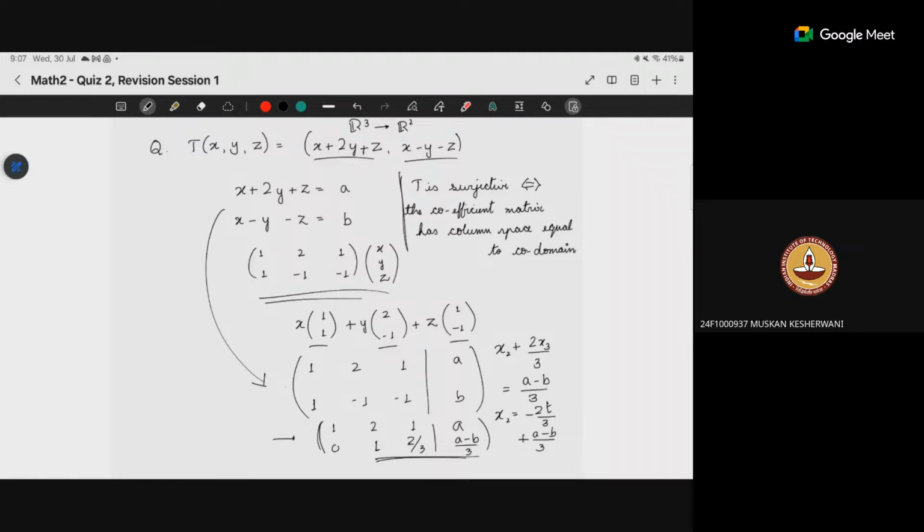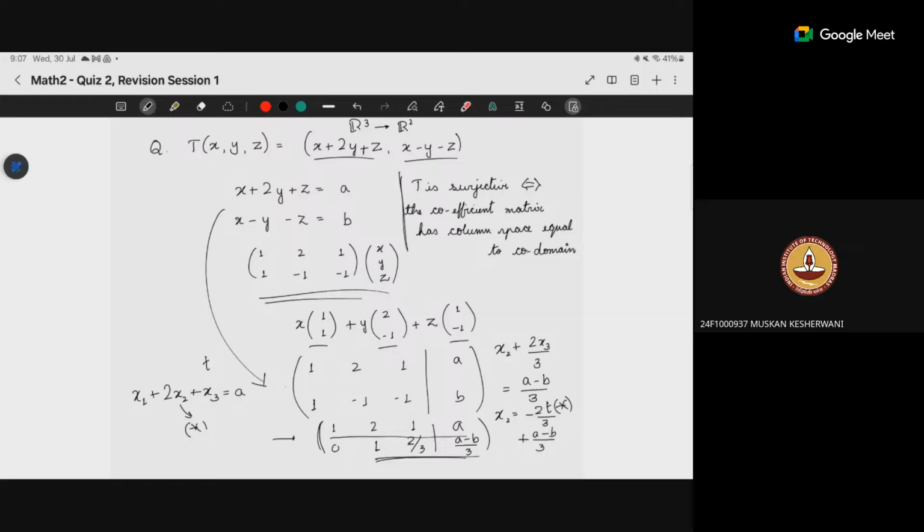No, you'll start out with x1 plus 2x2 plus x3 is equal to a. That is what I get using this. And then substitute x3 is equal to t and x2 is equal to the thing that you obtained earlier. And then simplify and you'll get it. I don't know exactly what it is, but you'll get it in terms of t, a and b.